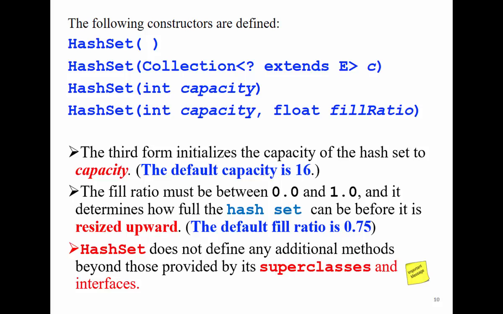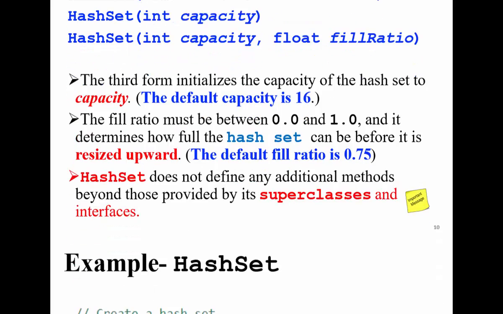Now, this is a very important note. HashSet does not define any additional methods beyond those provided by the superclass or the interface. That means the add and remove methods, contains, all these methods. There's no extra method. Simply, all the methods inside the Set interface will be implemented on the HashSet.